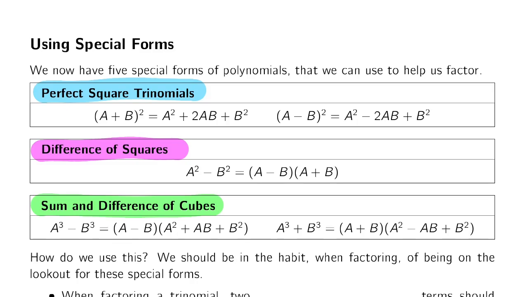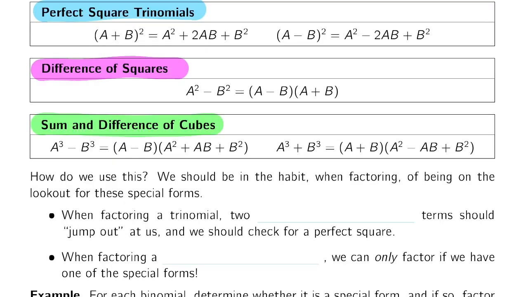We should be in a habit when we're factoring of being on the lookout for these special forms. When we're factoring a trinomial, 2 perfect square terms should jump out at us and tell us, hey, we should check whether that's a perfect square trinomial. But if we don't catch that and we go ahead and use the AC method, we'll get the factors right anyway. Spotting perfect square trinomials is actually going to be more important when it comes to something more complicated.